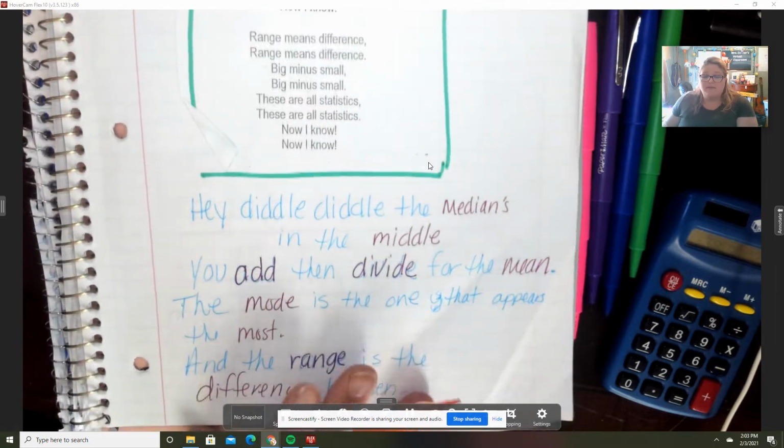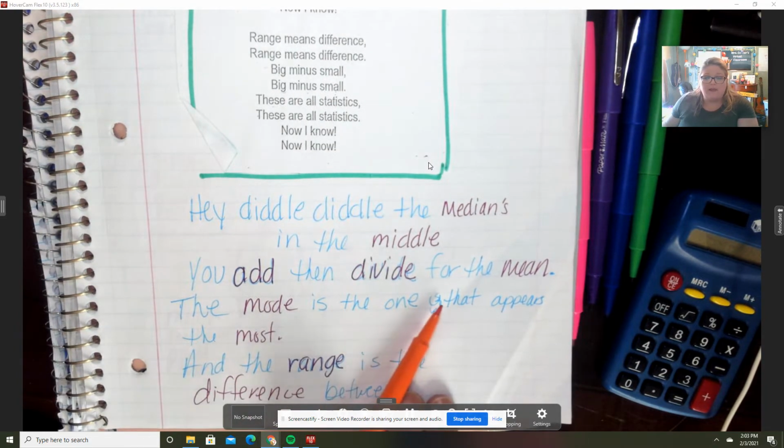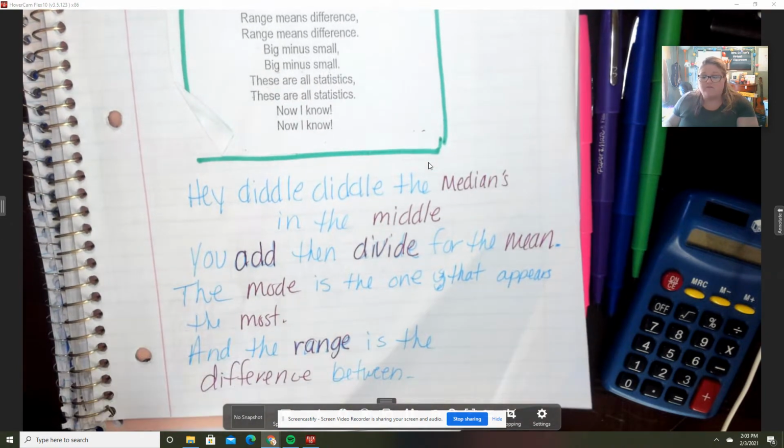The median's in the middle. You add, then divide for the mean. The mode is the one that appears the most, and the range is the difference between.